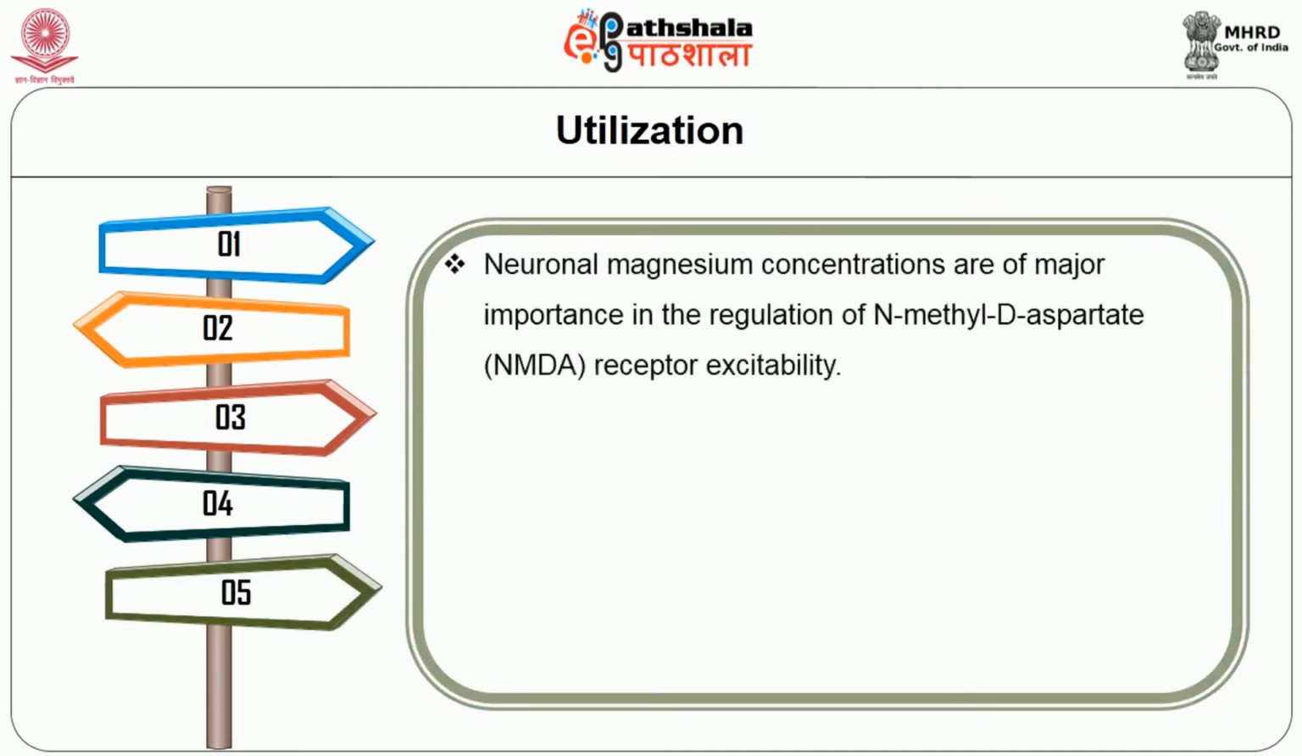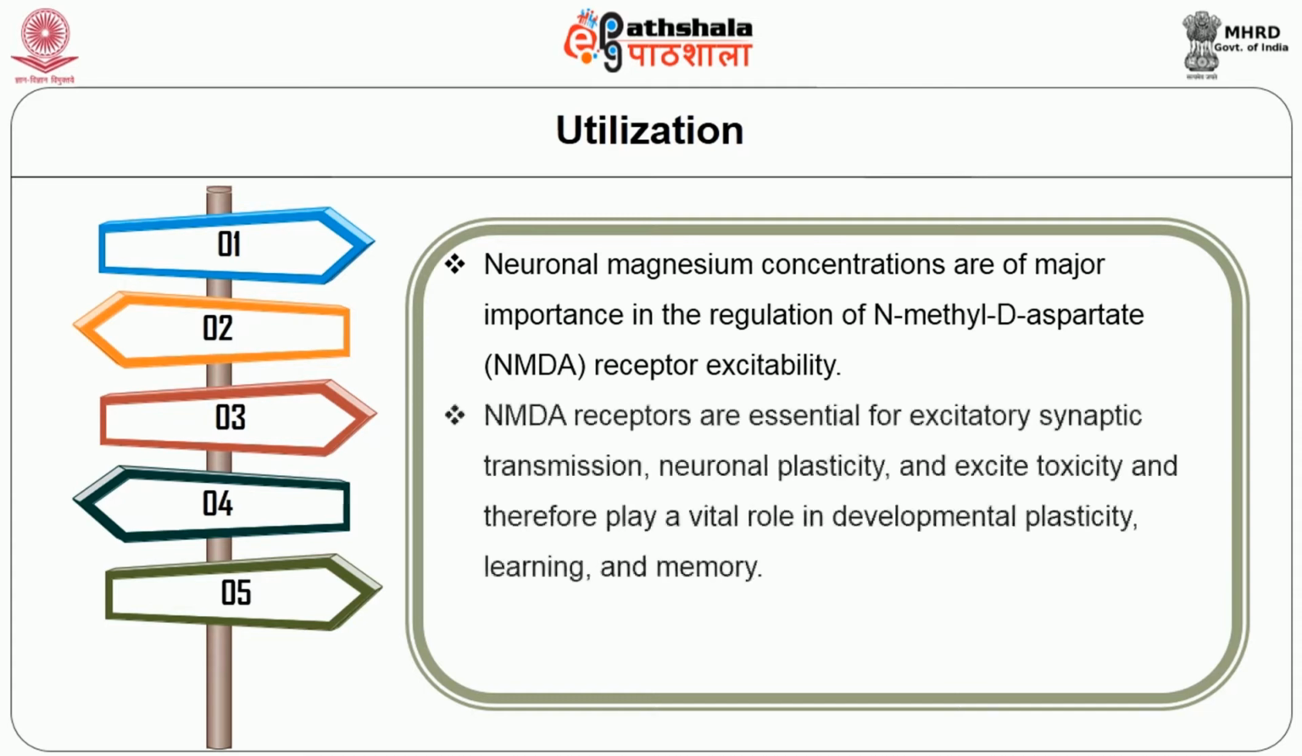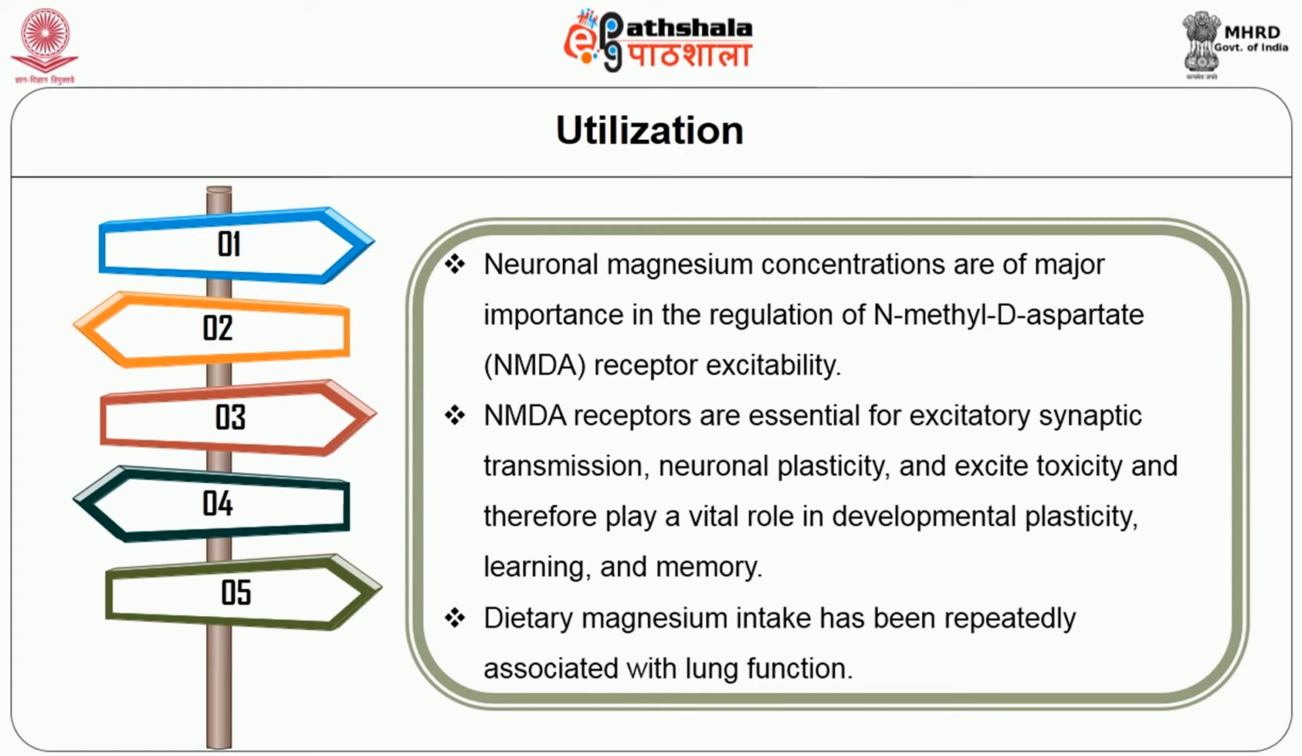Neuronal magnesium concentrations are of major importance in the regulation of N-methyl-D-aspartate receptor excitability. NMDA receptors are essential for excitatory synaptic transmission, neuronal plasticity and excitotoxicity, and therefore play a vital role in developmental plasticity, learning and memory. Dietary magnesium intake has been reportedly associated with lung function.